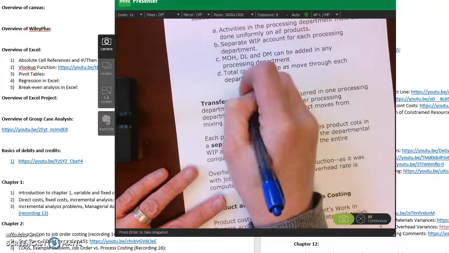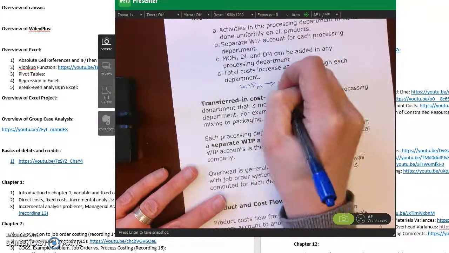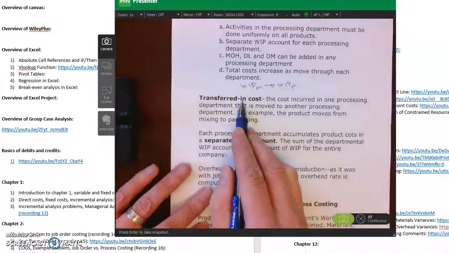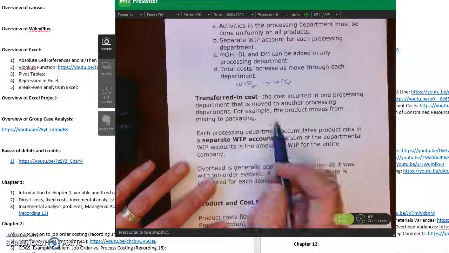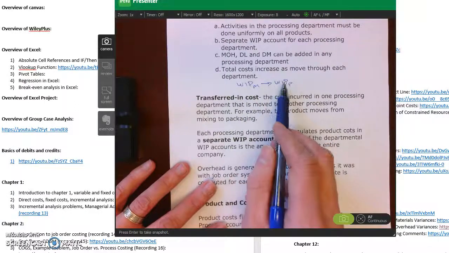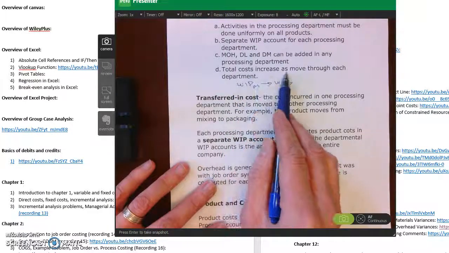And the total costs move as we move through each department. So all we'd have, right, is WIP mixing would transfer its cost to WIP packaging. I just use that term, transferred in costs. So that means the cost incurred in one processing department is moved to the next processing department. And so the total costs increase.